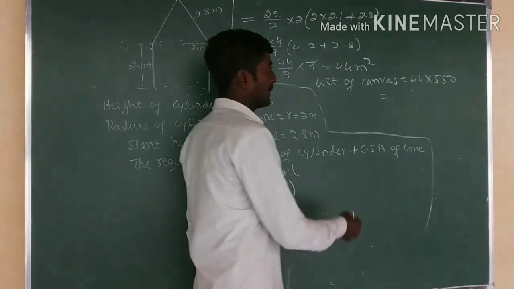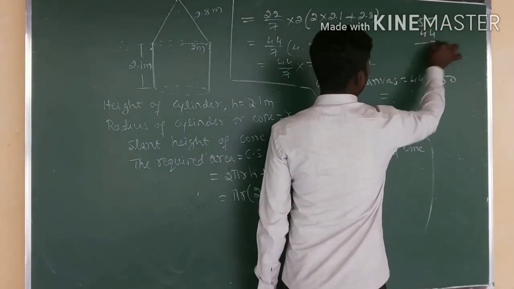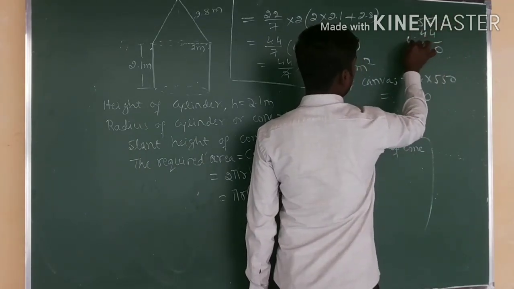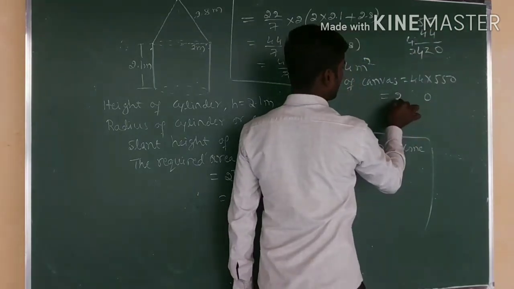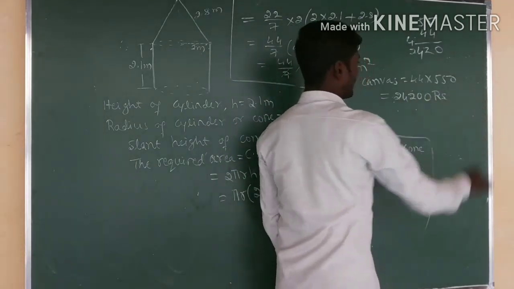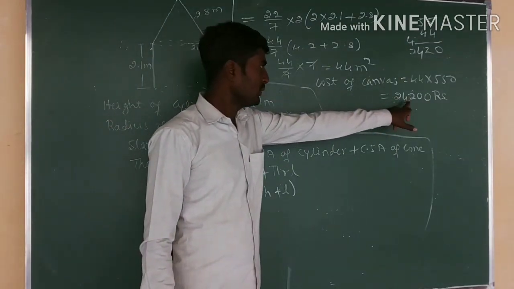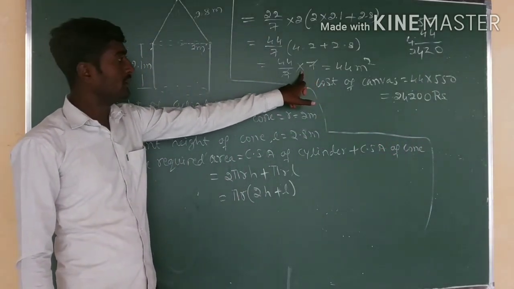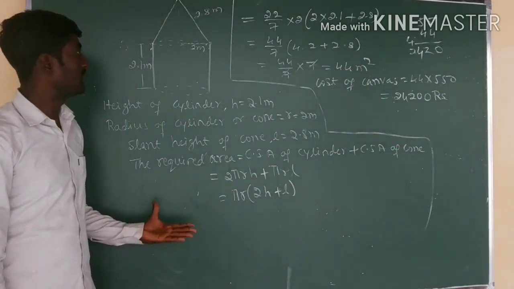Okay, so let us multiply it. 0, 55 into 44. 5 4s are 20. 20 plus 20, 40, 42 carries 4. 5 4s are 20, 24. That is 2420, 24200. This is the cost. You must write it in rupees. So the total cost required for canvas is 24,200 rupees, and the area that we have to canvas is 44 meters square. This is how we can solve this.